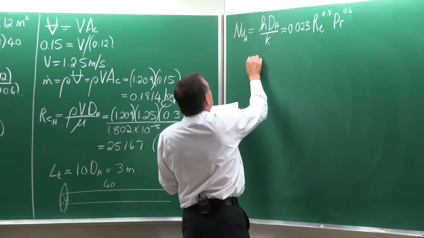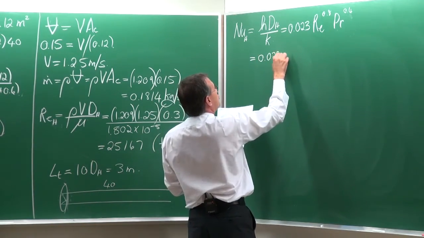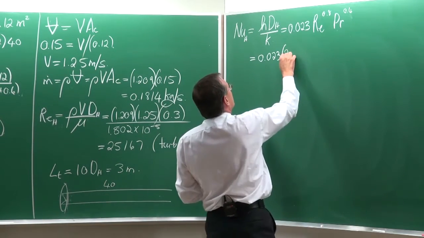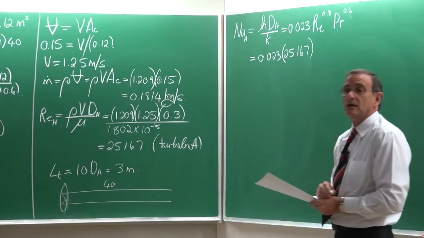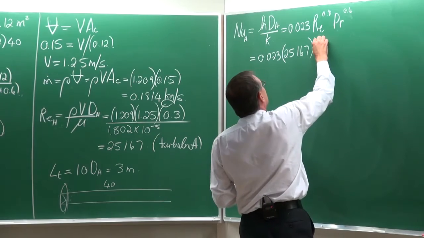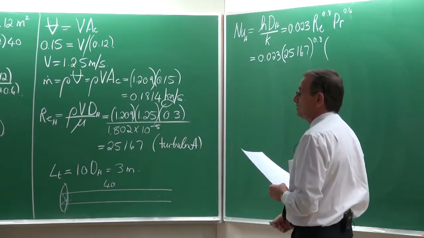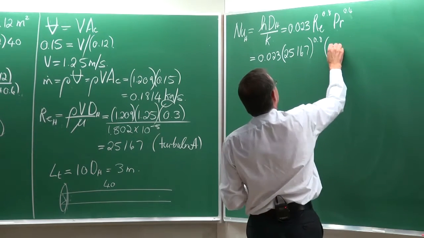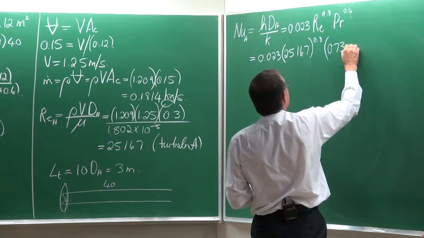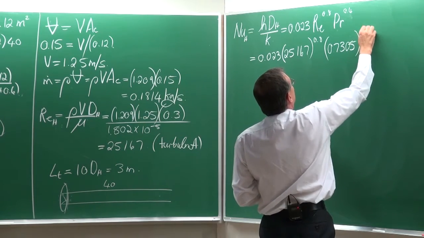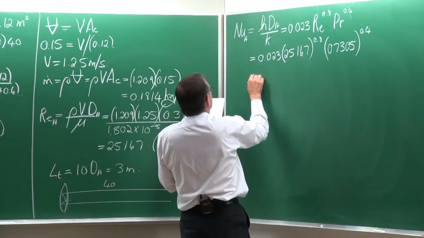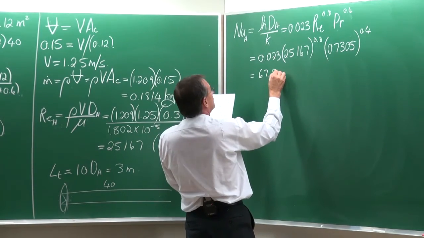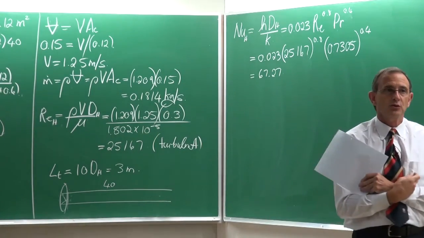So let's calculate the Nusselt number. That is equal to 0.023. We have the Reynolds number now, we've calculated it as 25,167 to the 0.8, multiplied by the Prandtl number. There's the Prandtl number from the properties, equal to 0.7305 to the 0.4. The result is that the Nusselt number is equal to 67.27. There's our Nusselt number.